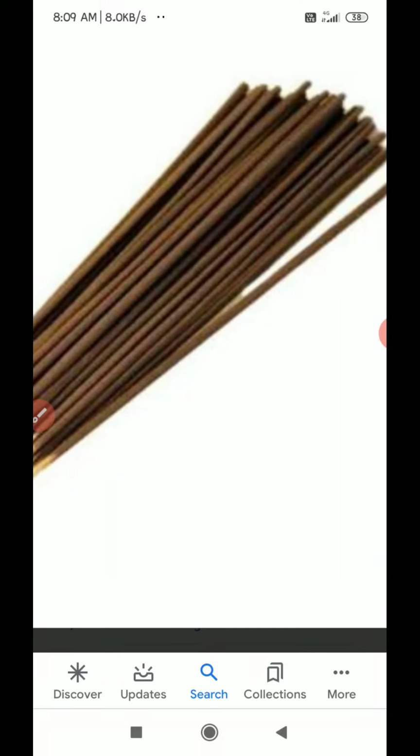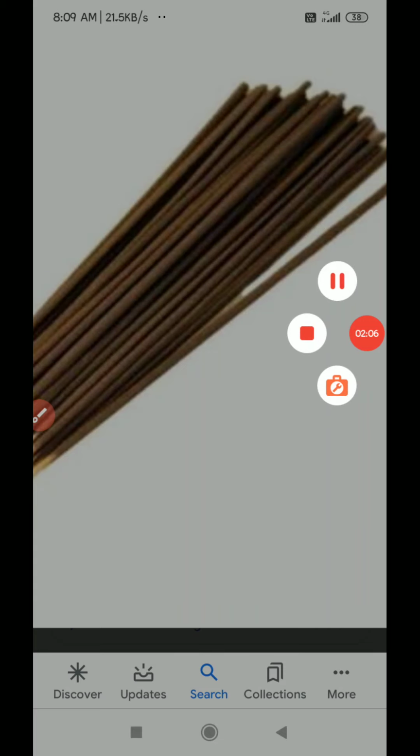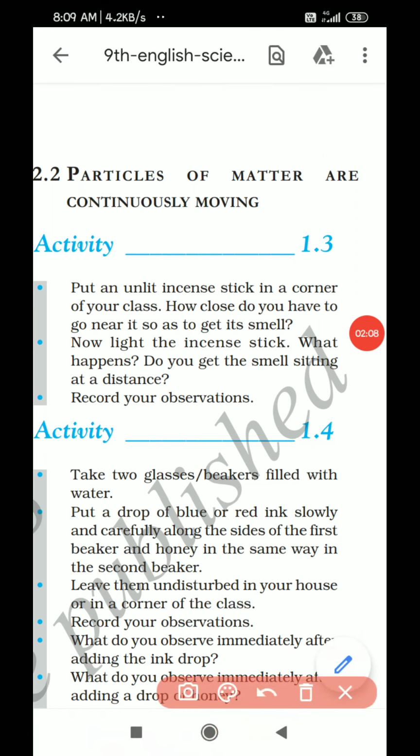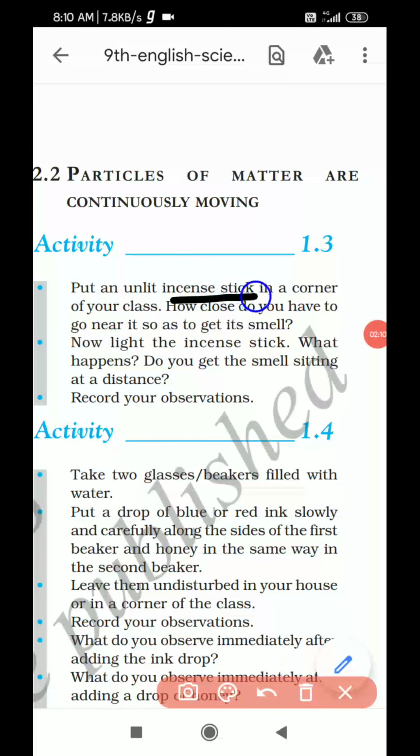Got it clear? When I light this agarbatti, we are going to get a smell. When an incense stick is lit, we get a smell. Suppose you are in your home and you have lit the incense stick in the god room, the smell arises wherever you are in the home. As I said, the air is also made up of matter. It is also made up of particles.